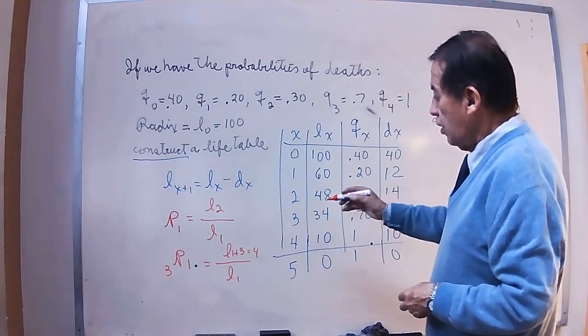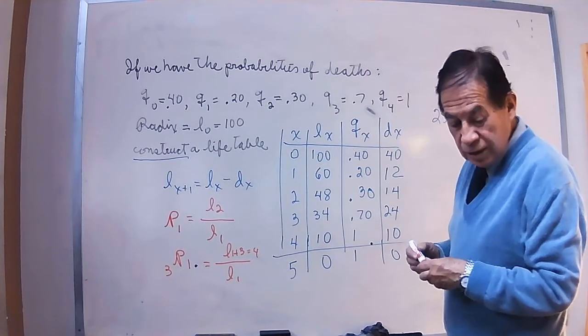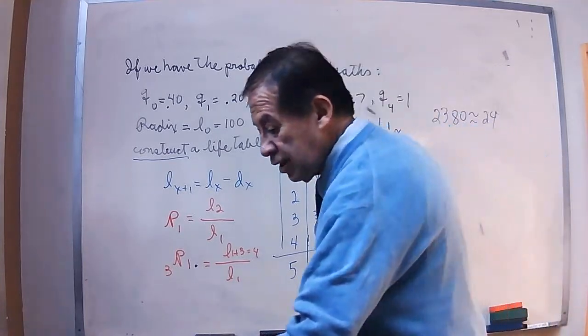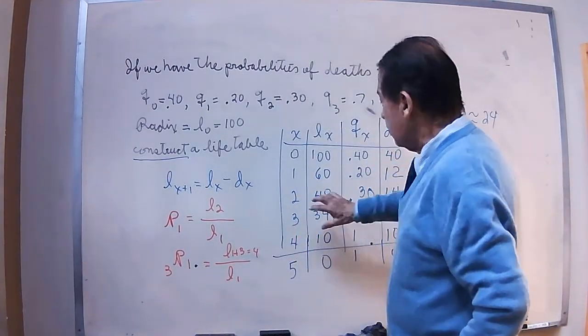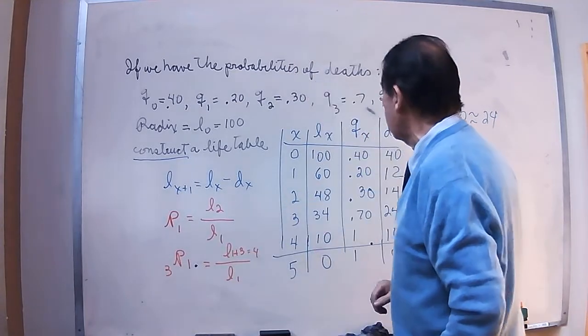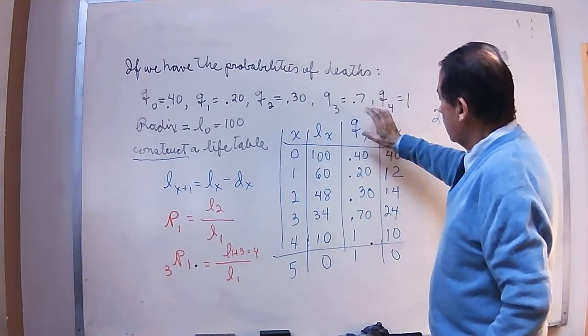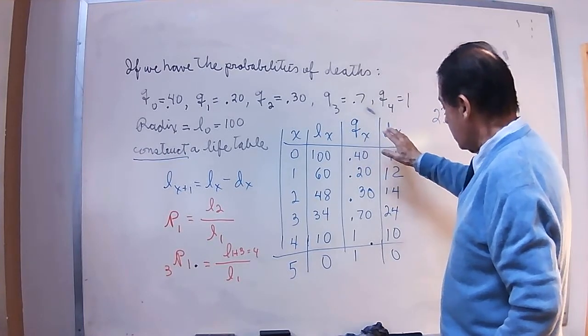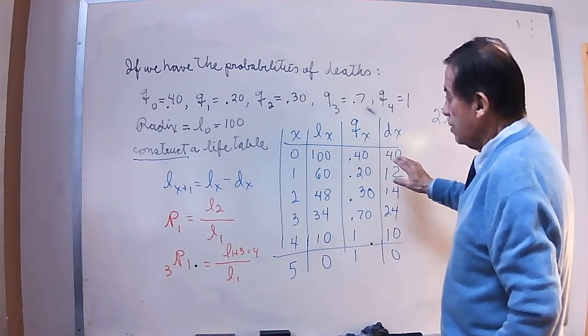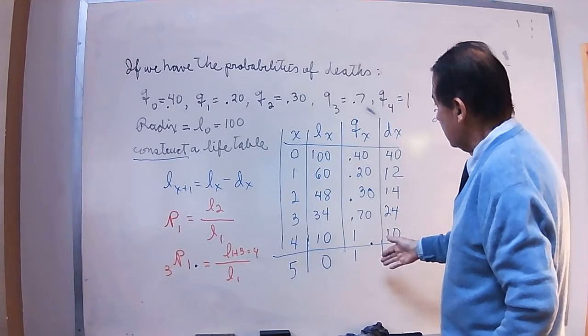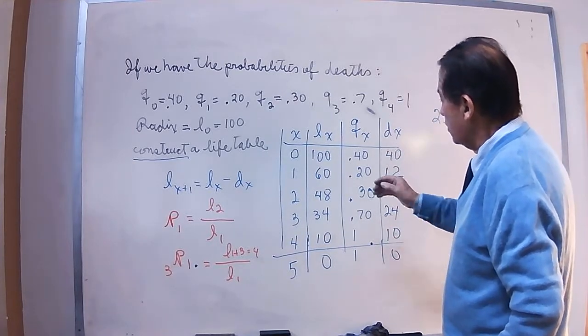And in this way, we can ask questions and answer at the same time, taking into consideration the probability of living. In this case, we have given a probability of dying because that's why we have built this table with the Q's, which are probabilities of dying.